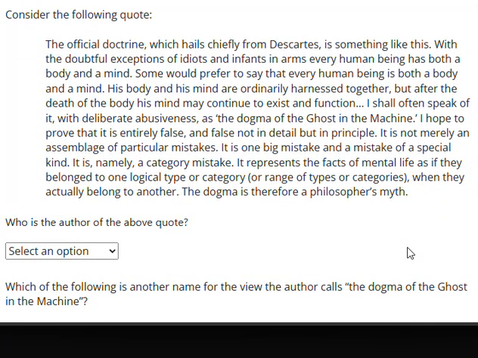The official doctrine, which hails chiefly from Descartes, is something like this: with the doubtful exceptions of idiots.